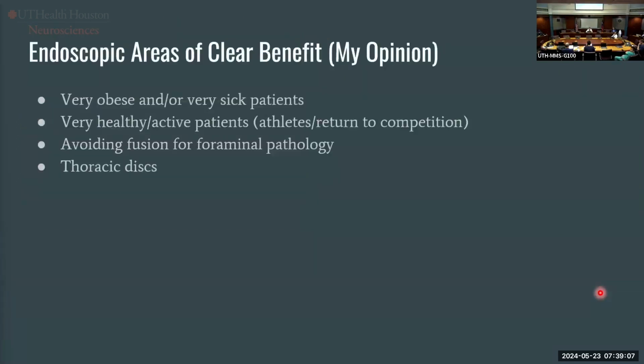So in my opinion, what endoscopy is good for is fusion-sparing decompression. So foraminal stenosis, treating that without having to do enough of a facetectomy that it requires fusion, and taking out thoracic discs without having to do a fusion. And then both ends of the patient spectrum. So very obese, very unhealthy patients, allowing them decompression and neurologic recovery with a very, very low risk profile.